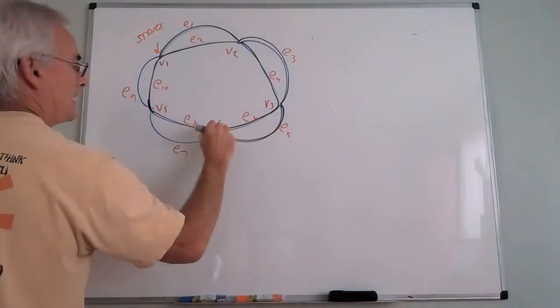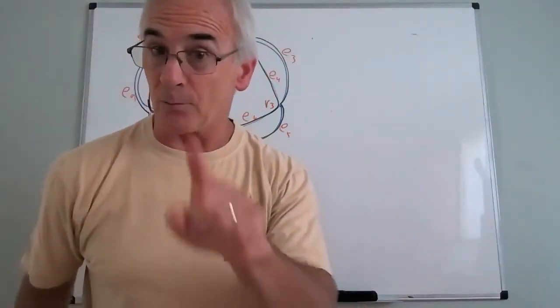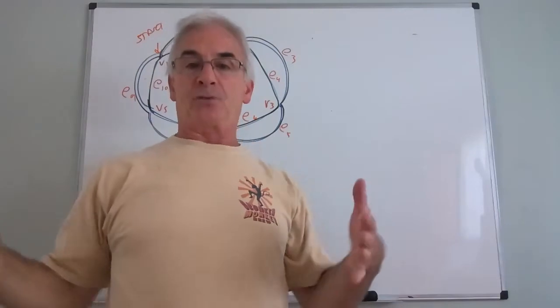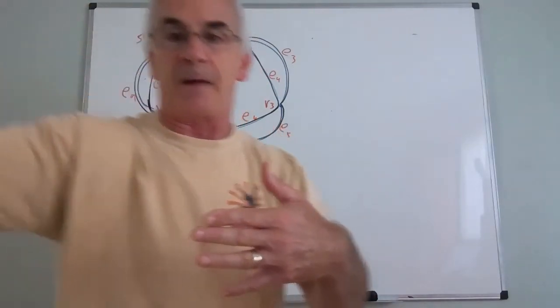Is this legal? Yes, because I never went the same edge twice. Repeating vertices is okay. Repeating edges is not. So again, it's sort of like I went down something, I got to a particular street corner, then I took a different route, and then I got back to the street corner.